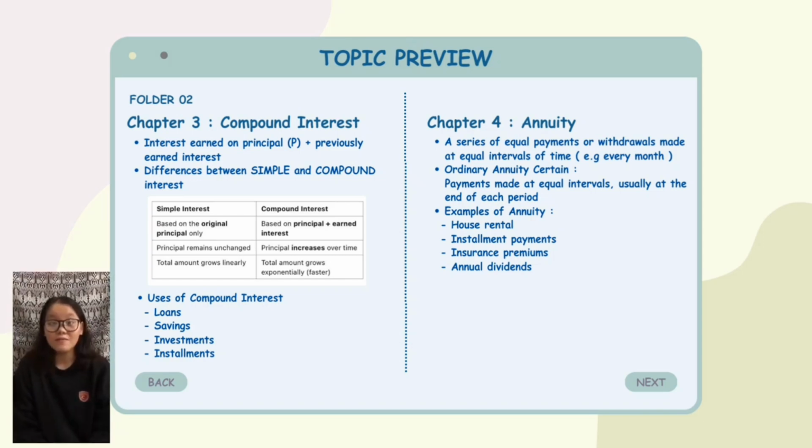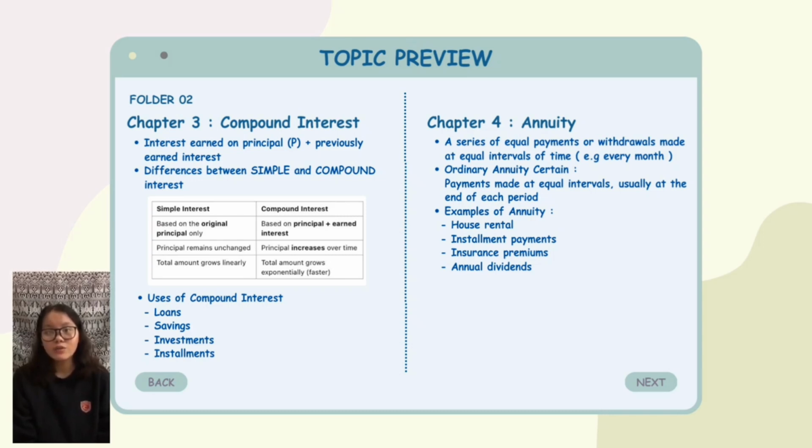For the first difference, simple interest is based on original principal only, while compound interest is based on principal plus previously earned interest. For the second difference, for simple interest, the interest remains unchanged, while for compound interest, the interest increases over time. For the last difference, for simple interest, the total amount grows linearly, while for compound interest, the total amount grows exponentially, which is much faster.